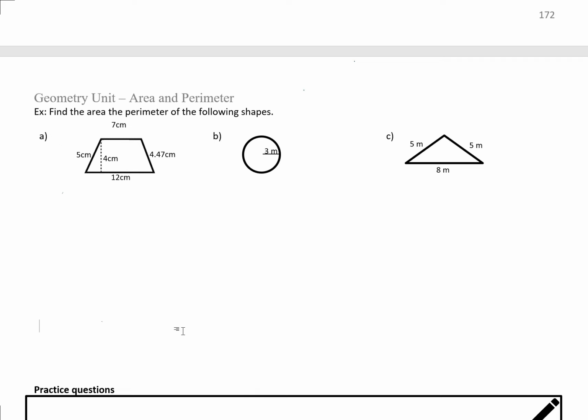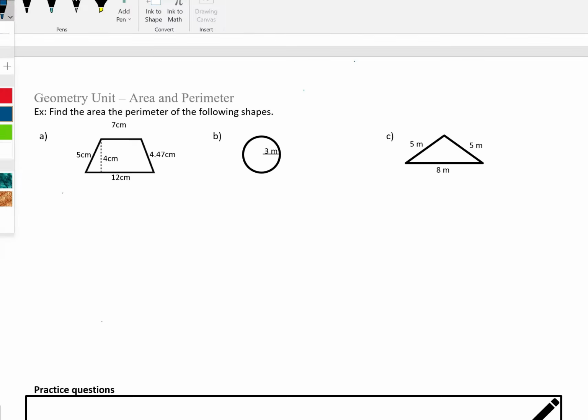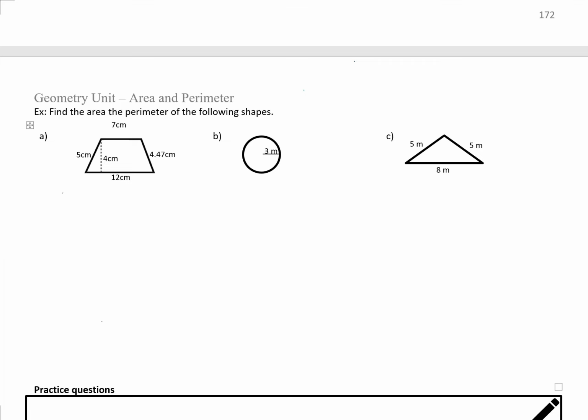Okay. So on page 173, there are some examples that we'll do together, and then you'll come back and work on these practice questions once we're done with all of the notes. So here we go. This question says, find the area and perimeter of the following shapes. So the first shape we have is a trapezoid, right? So the area of a trapezoid, base 1 plus base 2, that whole thing, times our height, and then divided by 2.